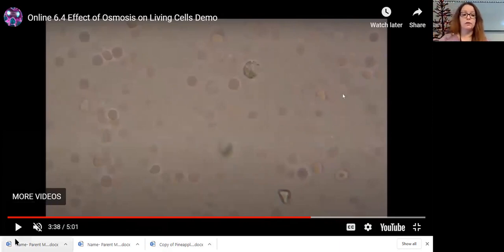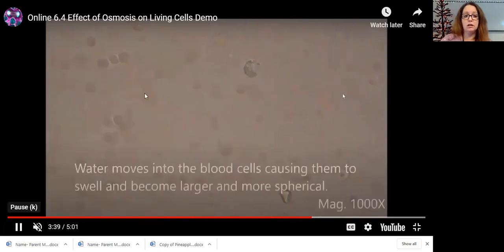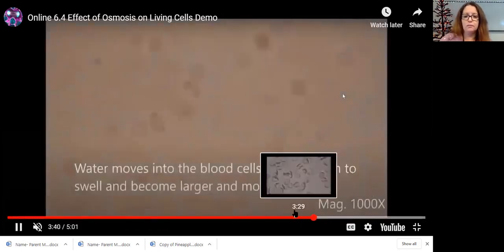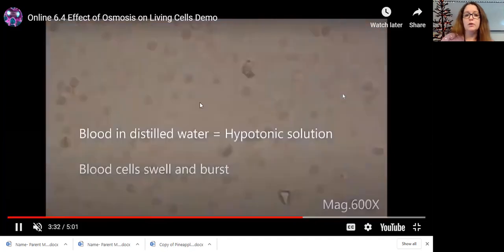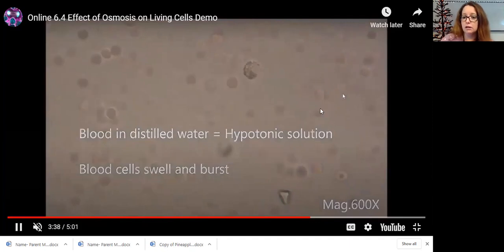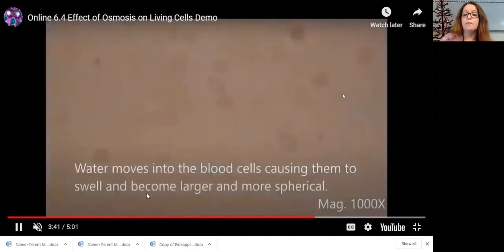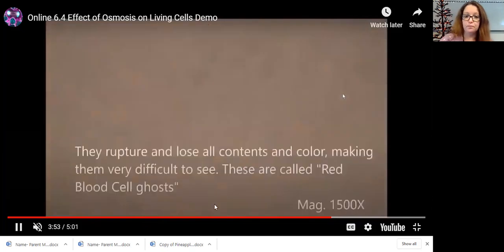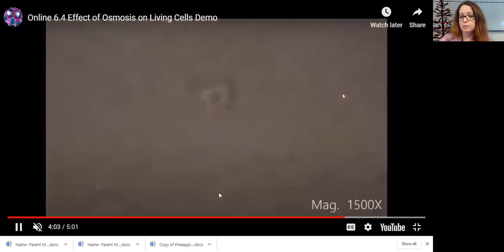And so here, if you look at them, you can see the shine on these cells. Let's go back just a little bit. No, too far. Okay, you can see how shiny and full and round these cells are. They become large and more spherical, eventually to the point where they lyse or burst open. What we get then is called ghost cells, specifically when you're talking about red blood cells.